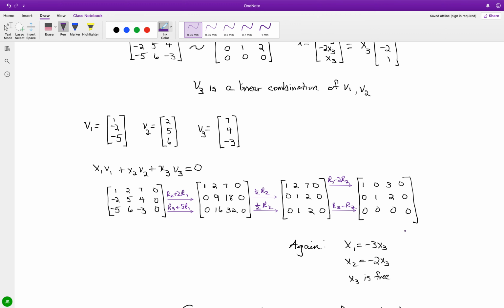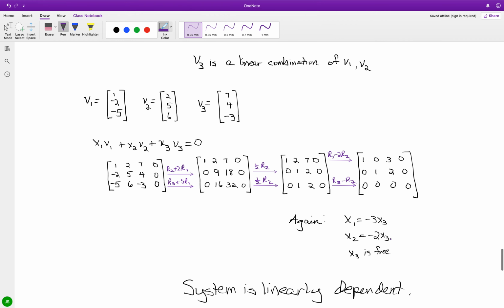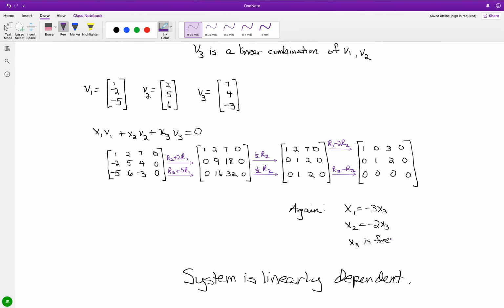So you have a bit of history repeating, where we have x1 equals negative 3 x3, x2 equals negative 2 x3, and x3 is free. And so again, in a situation where one of the vectors is a linear combination of the others, the system is going to be linearly dependent, where the resulting x is going to be non-zero, or where we have at least one free variable.